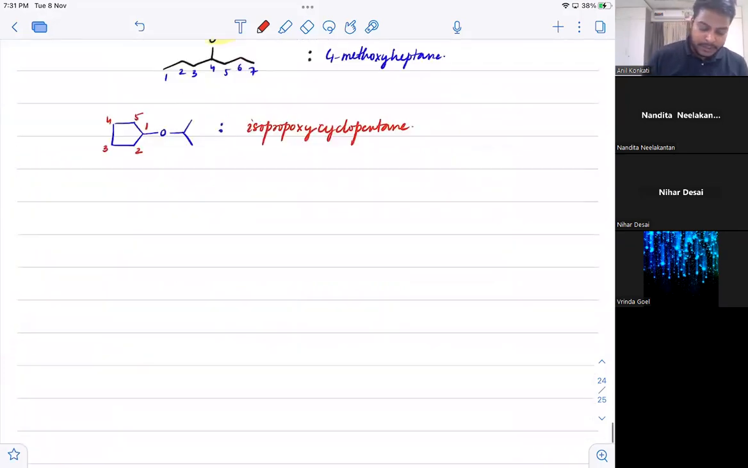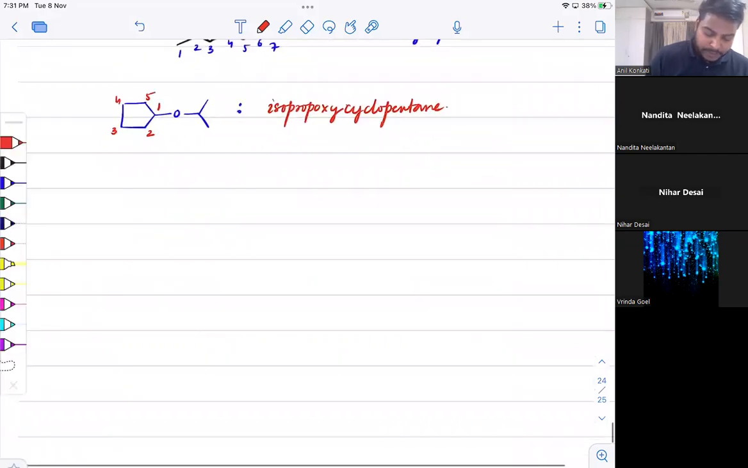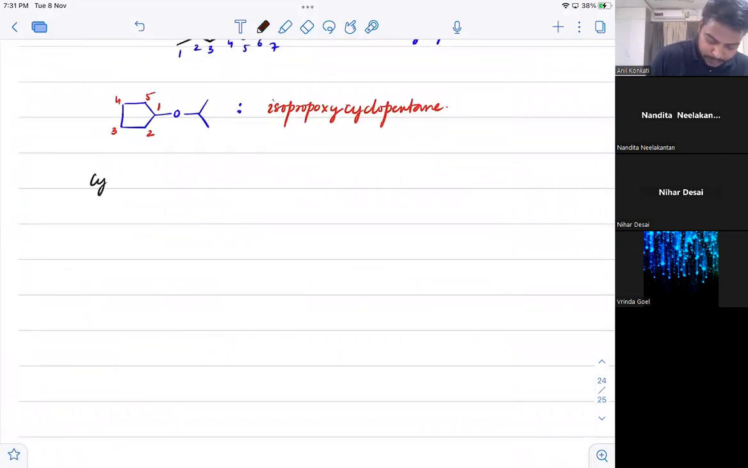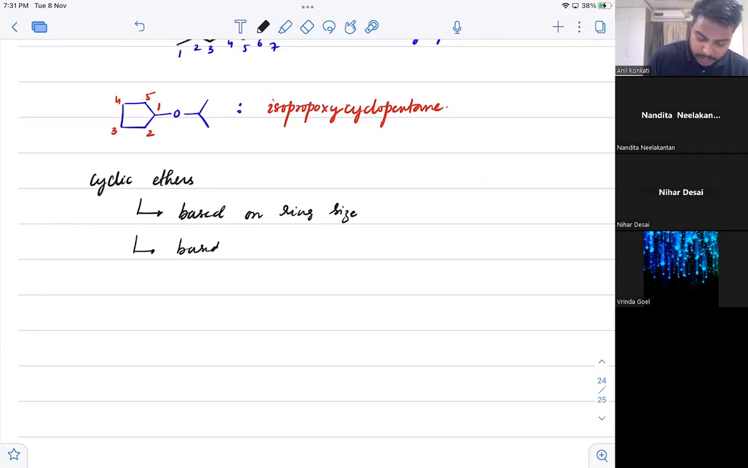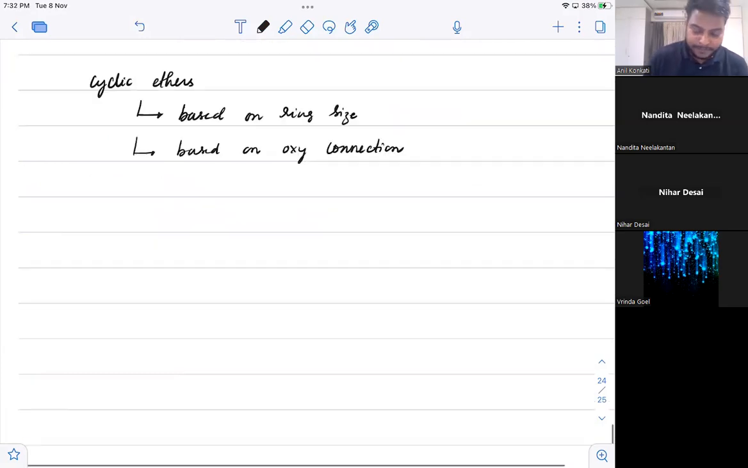So whatever we have discussed, beta, these are all the IUPAC names which you need to know. In ethers, there is one more type known as the cyclic ethers. Cyclic ethers' IUPAC naming is based on two approaches: one is based on ring size, or it is based on the oxy connection. You can use both, both of them are acceptable.